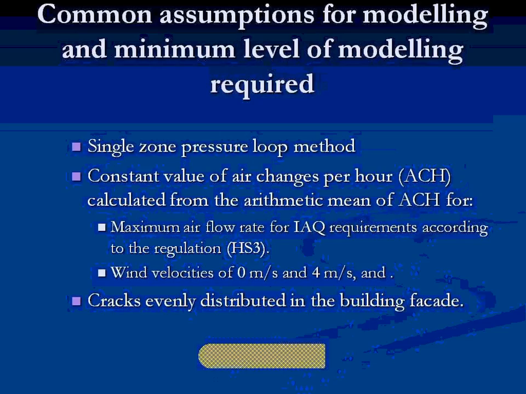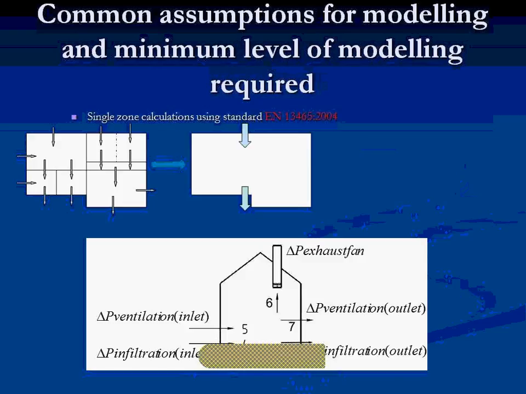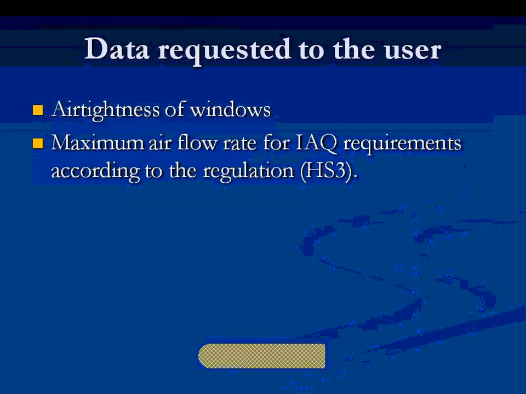Well, there's another kind of thing. We make an average of no wind and 4 meters per second wind velocities to calculate these values. Cracks evenly distributed. This is more or less the same thing. The calculation uses the European norm. And then this is the data requested to the user.